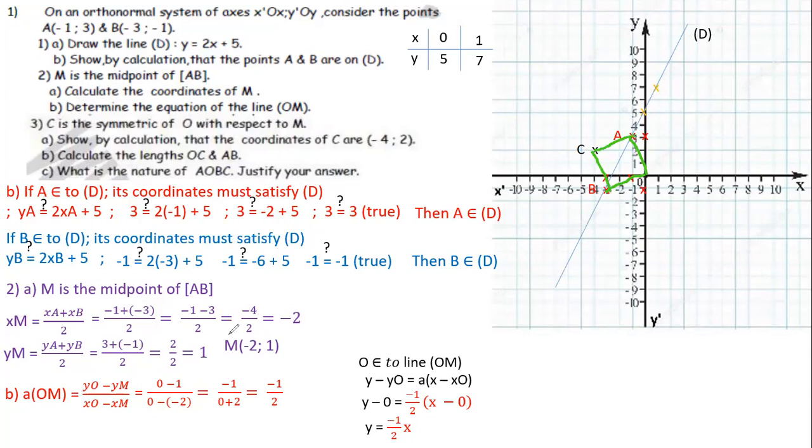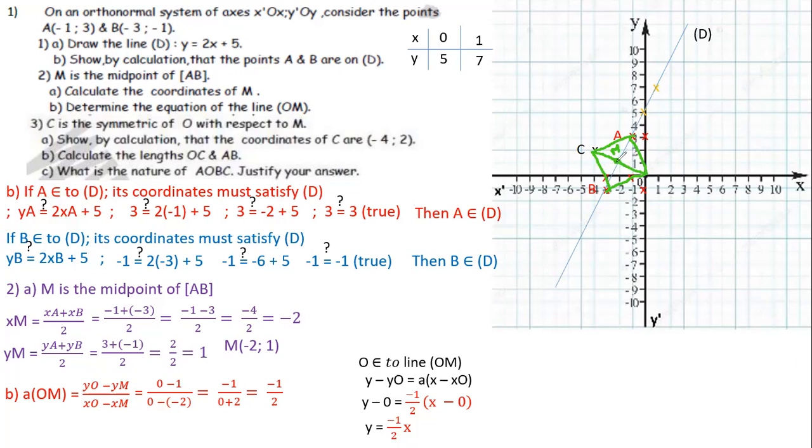What did we do before? We have seen that M is the midpoint of AB, which is a diagonal. Also, we have seen that M is the midpoint of OC. So what do we say about the diagonals if they have the same midpoint? The diagonals bisect each other. When the diagonals bisect each other, this quadrilateral is a parallelogram.